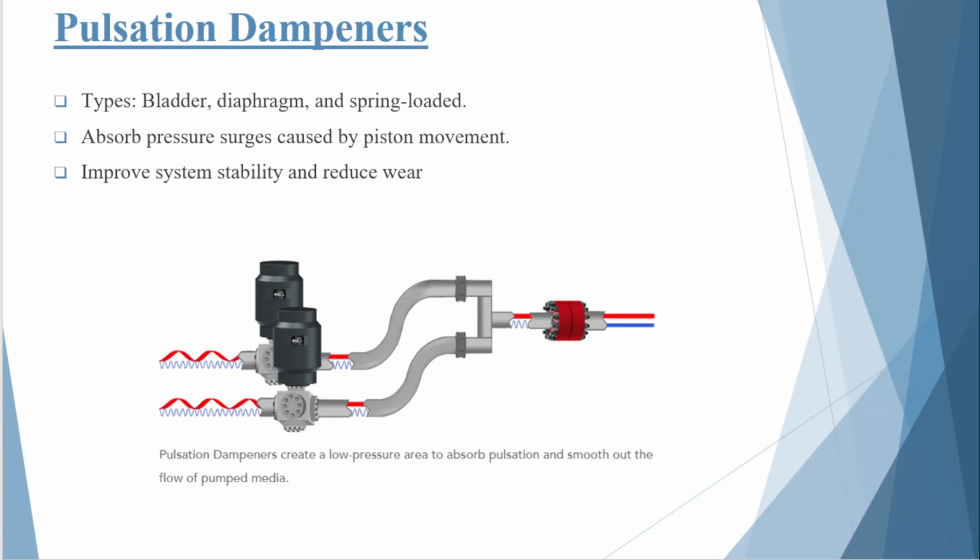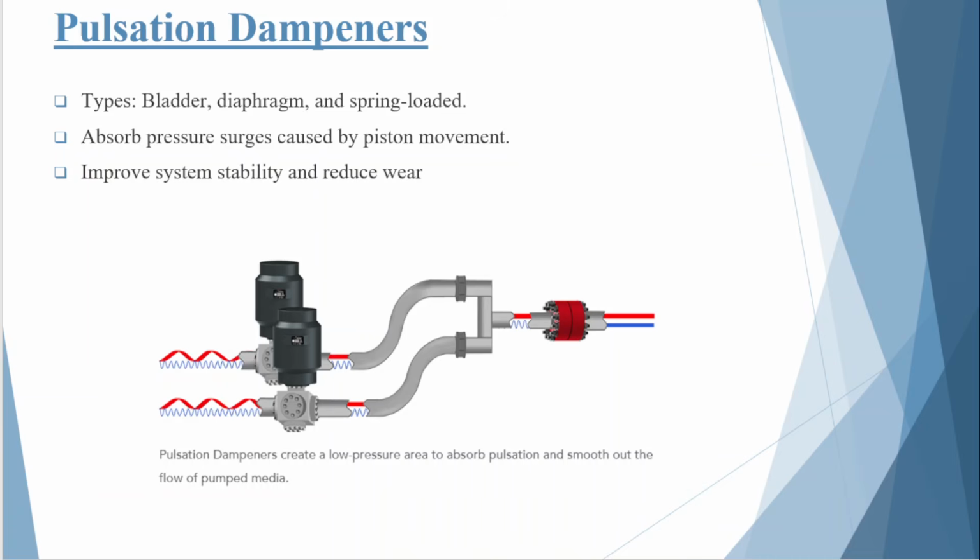Another important device used in reciprocating pump systems is the pulsation dampener. Although both air vessels and pulsation dampeners reduce pressure fluctuations, their operating principles are slightly different. A pulsation dampener is specifically designed to absorb pressure spikes generated by the reciprocating motion of the piston. Inside the dampener, energy is stored temporarily in a compressed gas chamber, spring mechanism, or flexible diaphragm.